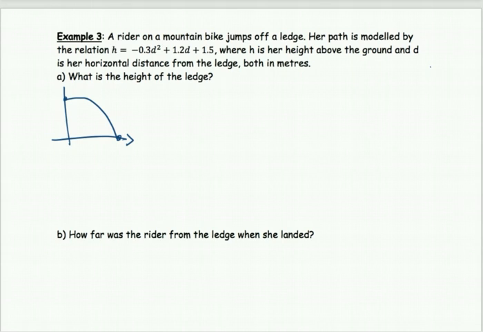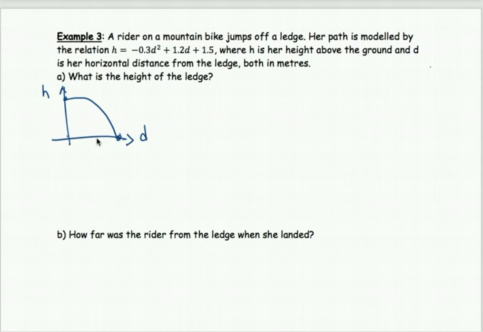So the path that they took in order to jump to the ground, this path, is modeled by this equation. So h is the height, or how high she was in the air, and d is the horizontal distance, so how far along the ground she travels. Okay, so she started here, and then when she did her jump, she traveled this far. So that's the horizontal distance.